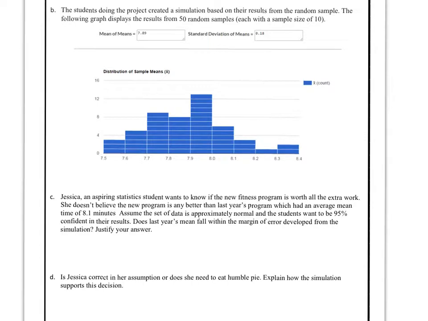So it's going to be our number, that mean of 7.89 up here, plus or minus 2 standard deviations. Well, here's the standard deviation. So 2 times 0.186. So 7.89 plus or minus 0.36 will give us our range of values.